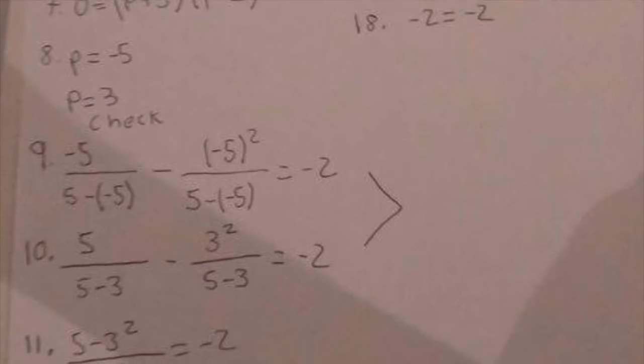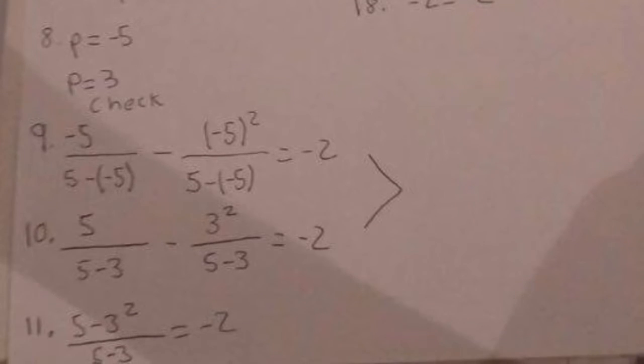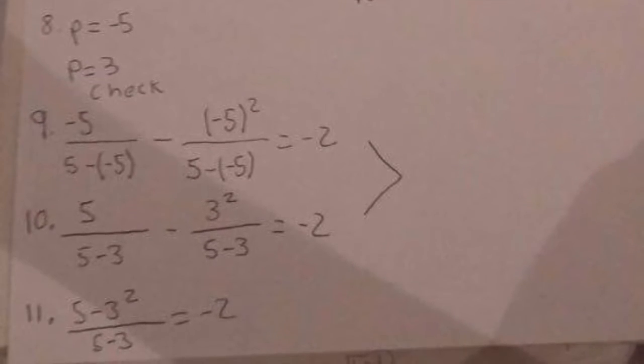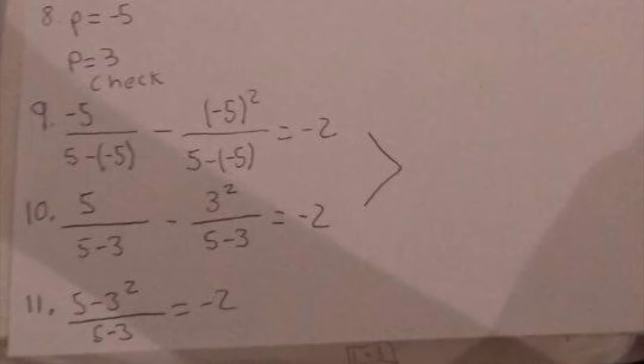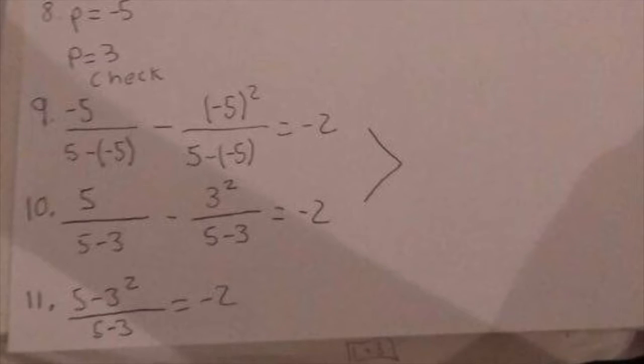After this, you need to solve the squared. So it's 5 minus 9 over 5 minus 3 equals negative 2. And the answer of this will be negative 4 over 2 equals negative 2. And negative 4 over 2 is equal to negative 2. So your equation was correct.